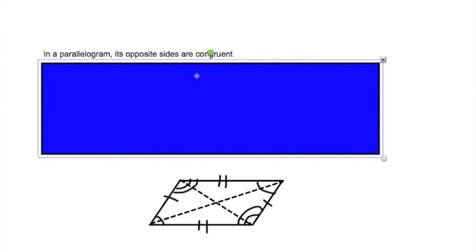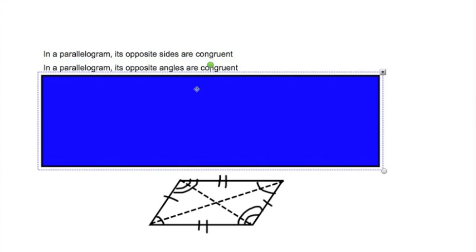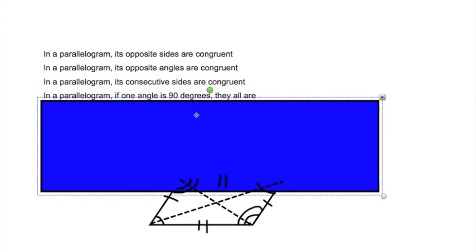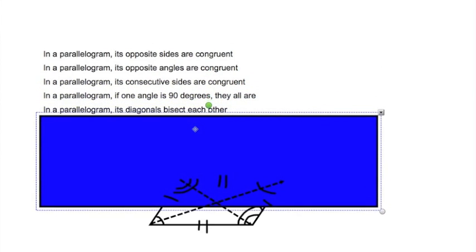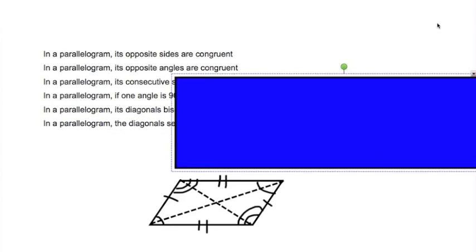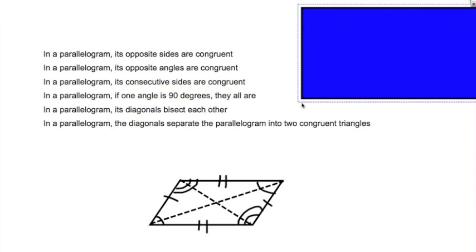These are called properties. In a parallelogram, its opposite sides are congruent. The opposite angles are congruent. Its consecutive angles are supplementary. If one angle is 90 degrees, they all are. Its diagonals bisect each other. And the diagonals separate the parallelogram into congruent triangles. If you don't know what shape a polygon is, and it has one of these properties, then you know it's a parallelogram. Aren't they neat?